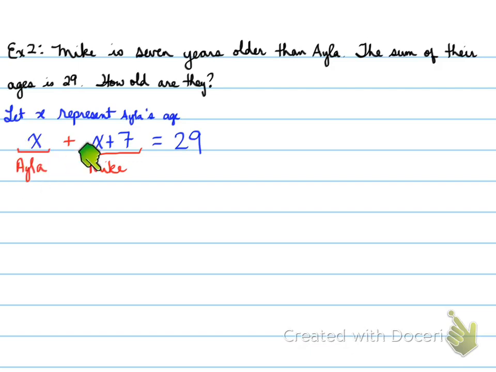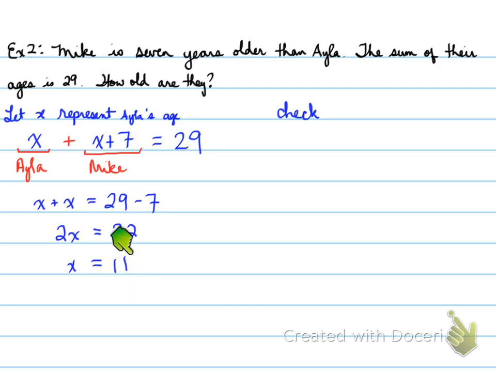Now, folks, you don't have to write this part out. This is to remind you of where we get these parts of the equation from. Isla plus Mike, the total, is equal to 29. So now what we have to do is solve. x plus x plus 7 is equal to 29, so x plus x is equal to 29 minus 7. 2x is equal to 22. x is equal to 11.